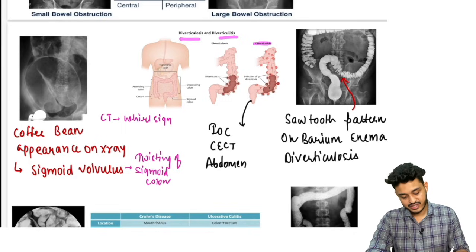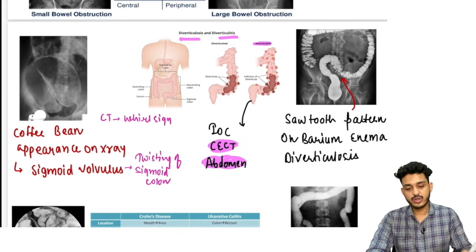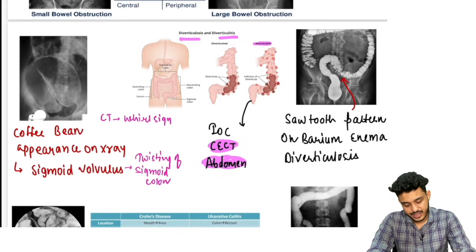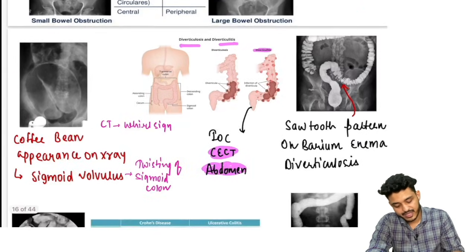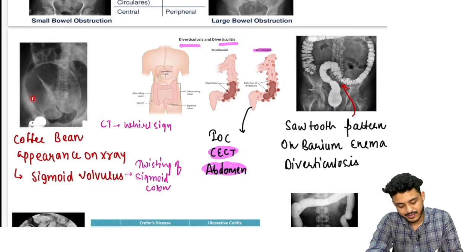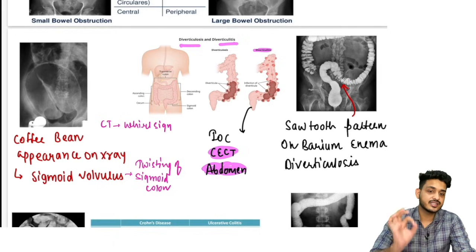The investigation of choice is going to be CECT abdomen, beta. You can do CECT of the abdomen, right? Here you will have this coffee bean appearance on X-ray, beta. What kind of appearance? You will have coffee bean appearance. This is suggestive of what?